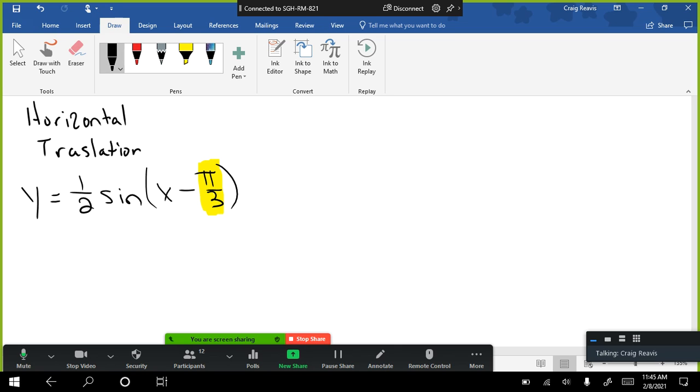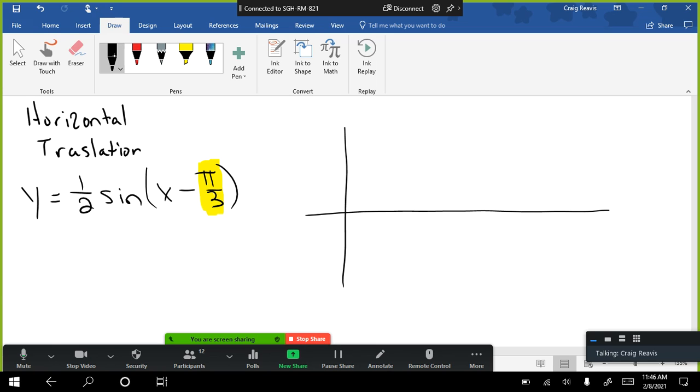So as we draw this graph, I'm not starting at 0 this time. I'm going to have to shift it over to pi over 3. Here's how we find out where the start and the end are.